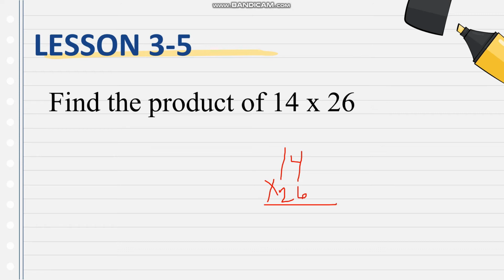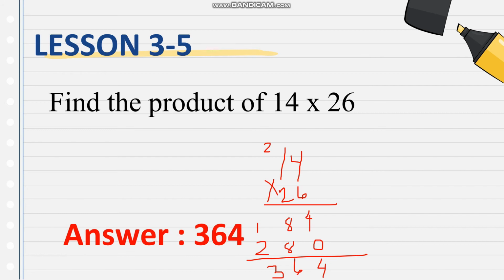So 6 multiplied by 4 is 24, regroup 2. 6 multiplied by 1 is 6 plus 2 is 8. Then we need to put 0. 4 times 2 is 8. 2 times 1 is 2. Then let's add. 4 plus 0 is 4. 8 plus 8 is 16, regroup 1. 2 plus 1 is 3. So the answer is 364.